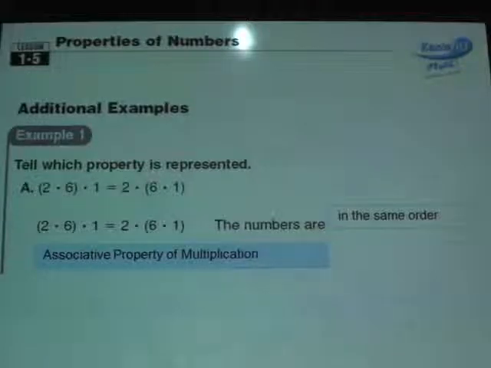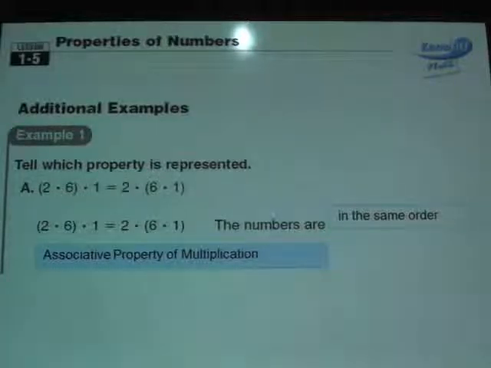So let's go ahead and take a look at the first example here. They're asking us to tell which property is represented, and again, your choices are what you saw on the first page. And the question says 2 times (6 times 1) is equivalent to (2 times 6) times 1. Well, if you remember back from me reading through the definitions, we talked about how the associative property really has to do with taking and moving parentheses around. And as you can see, that's exactly what they did here.